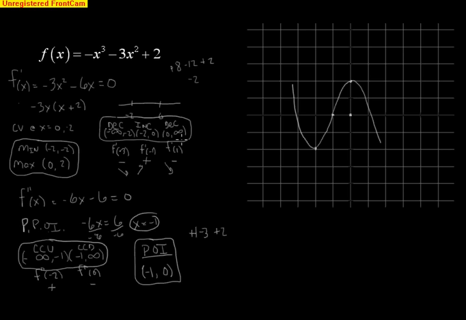So let's double check. I'm decreasing to increasing to decreasing, which is good. Got a POI right there where there's a change, and I have concave up and concave down with a min here at negative 2, negative 2, and a max at 0, 2 right here. So there's a quick example of graphing an equation without having to use your calculator.